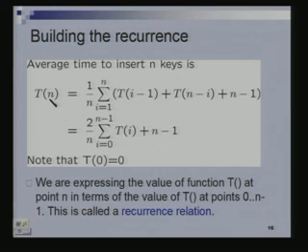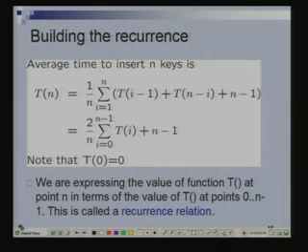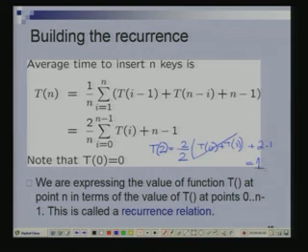So what will I get the value of t of 2 as? If I were to just use this expression, t of 2 would be equal to 2 over 2 times t of 0 plus t of 1, both of which are 0, plus 2 minus 1. So this entire thing is 0, so thus it becomes 1. So t of 2 also turns out to be 1.